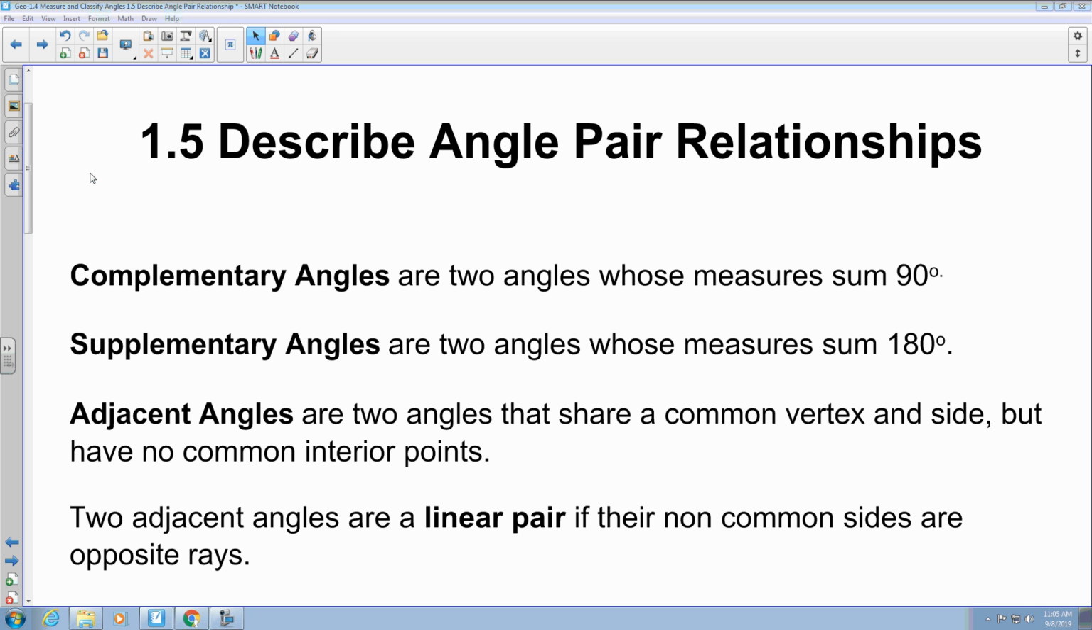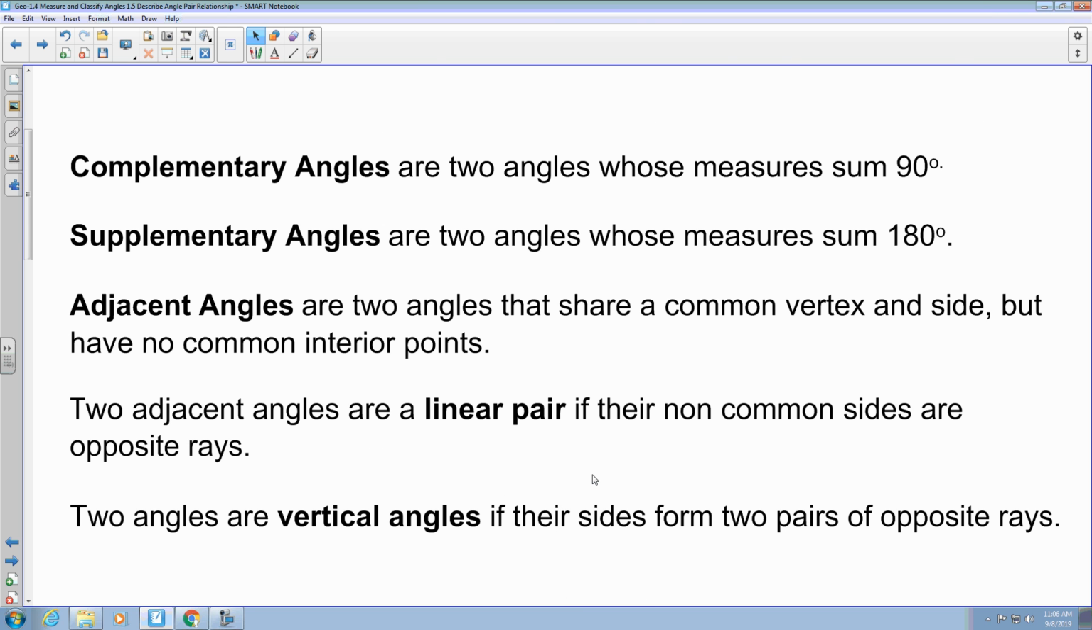Next one is adjacent angles. Adjacent angles are two angles that share a common endpoint inside, but have no common interior points. It says two adjacent angles are a linear pair if their common sides are opposite rays.